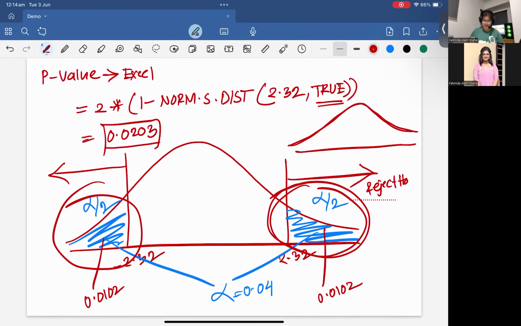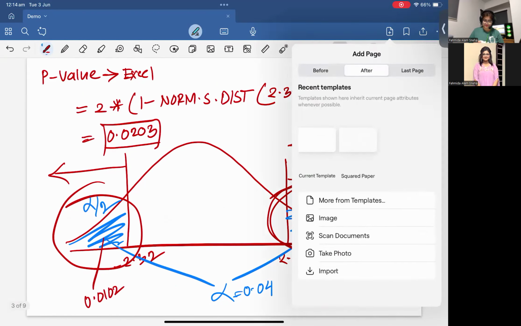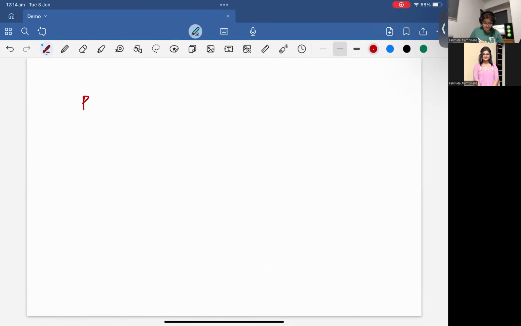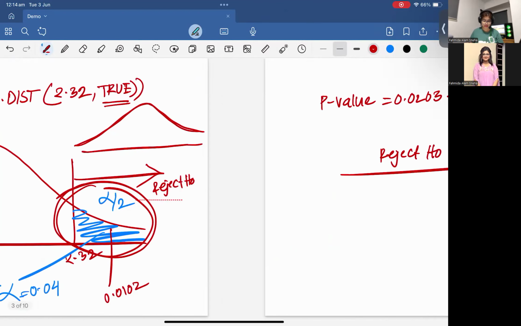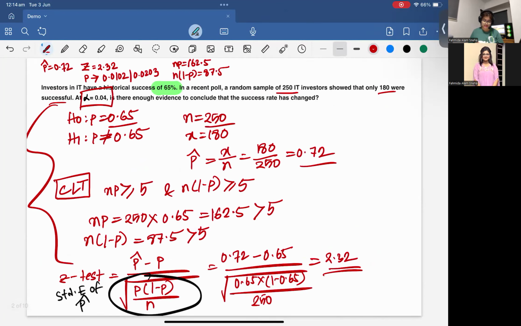So since the p-value, which is 0.0203, is less than 0.04, which is the alpha, we reject the null hypothesis. Okay? And since we rejected the null hypothesis, we can conclude that there is enough evidence that the success rate has changed from 65%.